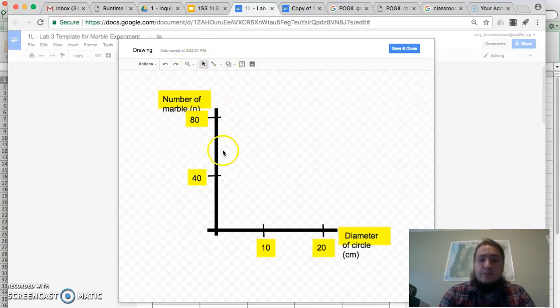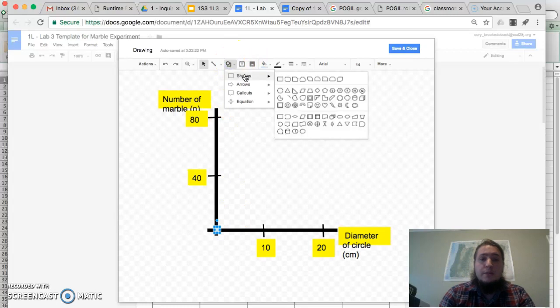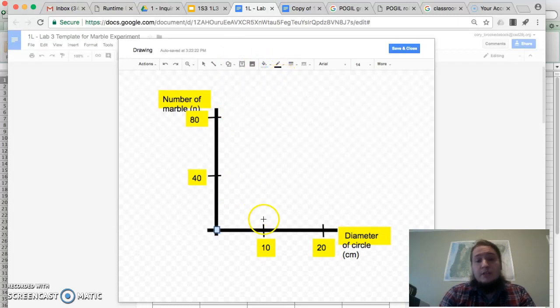Next thing I'll do is make some data points here. And again, I'm going to make them boxes because those are our uncertainty boxes. I'm going to say, if the diameter of a circle is 0, I know no marbles are going to fit in it. If I don't have a circle, no marbles can fit in that circle. So I know I can put a 0 there. Now let's just come up with some sample data. 10 centimeter diameter of a circle. Maybe I think about 20 marbles fit in it. I'm just getting the general pattern here, just so we can come up with a prediction.